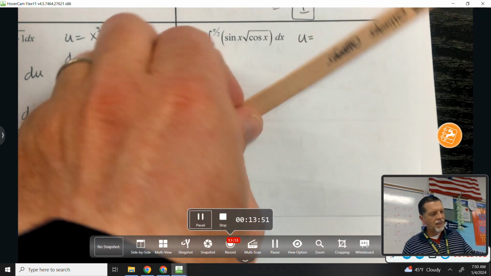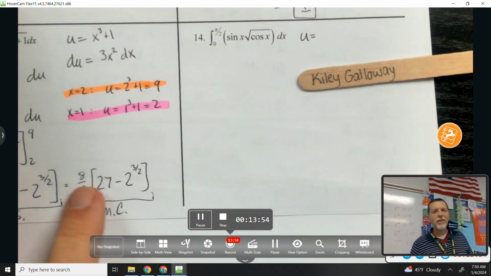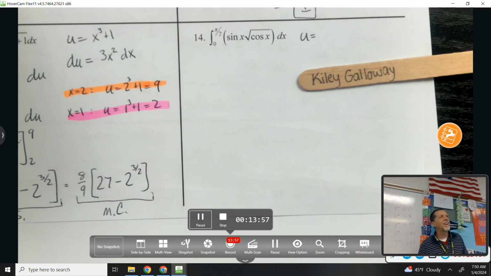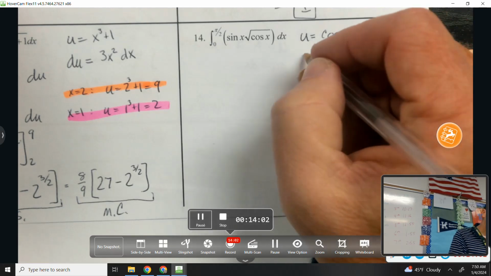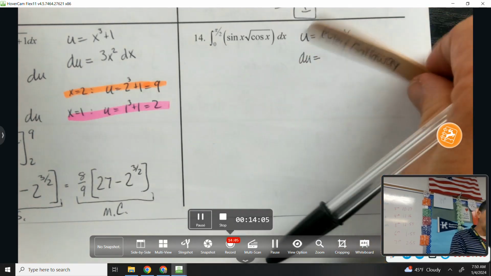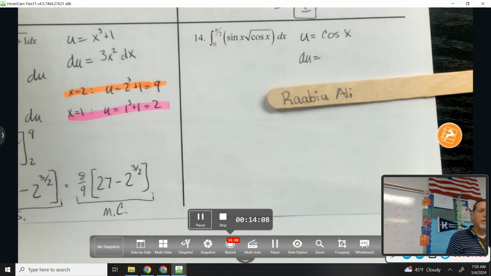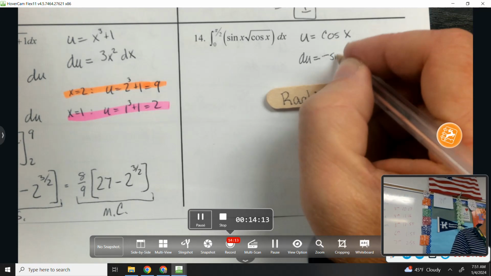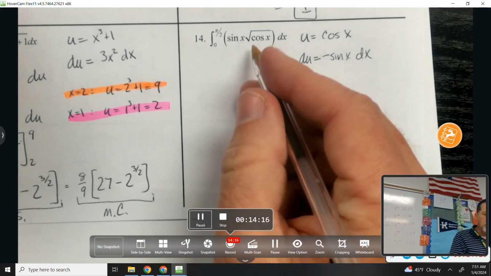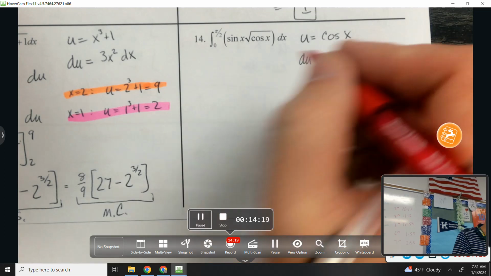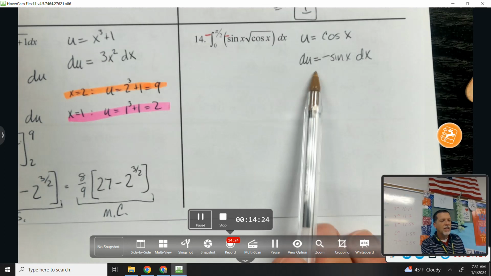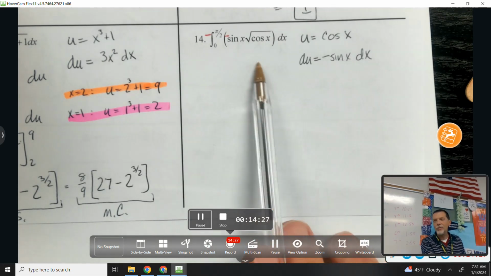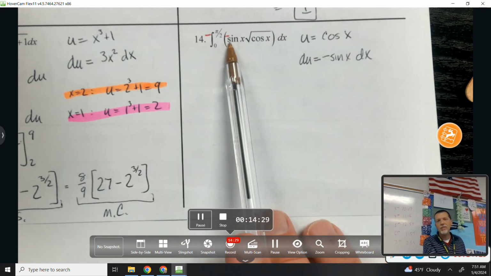Kylie, what do you think? What do you think we should pick for you? Good. Cosine of x. So let's stick with Kylie. No, let's pick somebody else here. Rabia, if u is cosine, what's the derivative of cosine? Good, negative sign. Which is pretty good for what we want. We're off by a positive negative thing, so that's an easy fix. Again, you can fix constants and positives and negatives. If there's an x that shows up, you can't do that trick with x's. You can only do it with numbers.